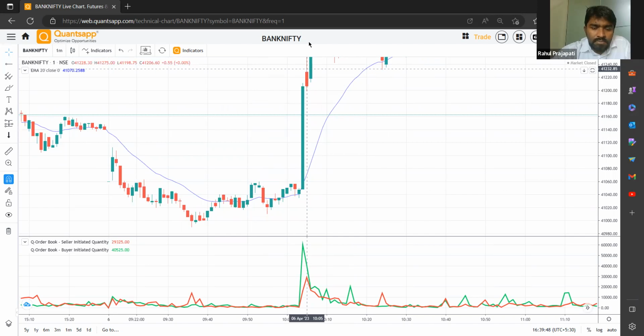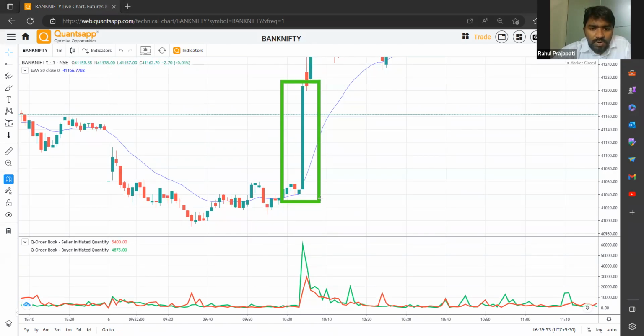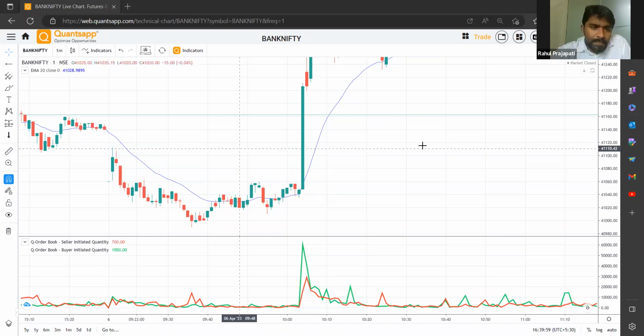This is not done. So we will not trade on this kind of candle. So the breakout should not be very big.